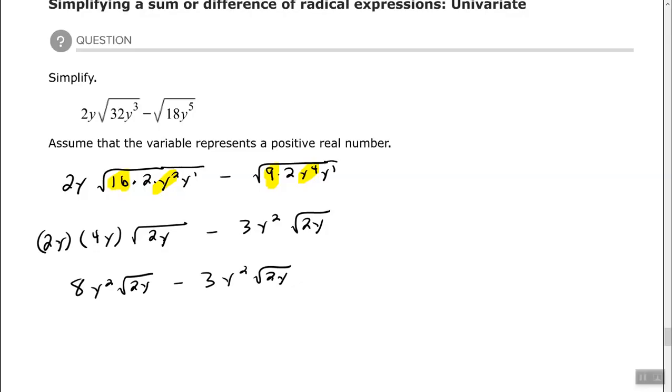Okay, so now we can see that the variable outside the radical and the radical itself are exactly the same. The part that I'm looking at is exactly the same as this part right here, which allows us to just subtract 3 from the 8 and keep that y squared times the square root of 2y. So that simply becomes 8 minus 3 is 5 times y squared times the square root of 2y.